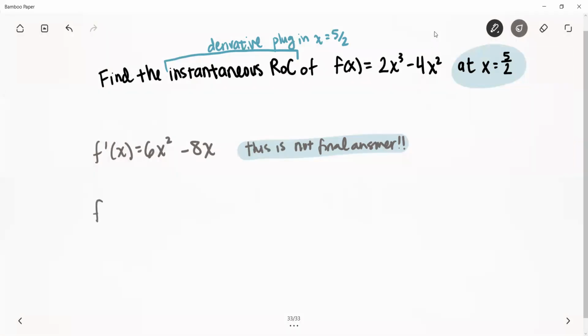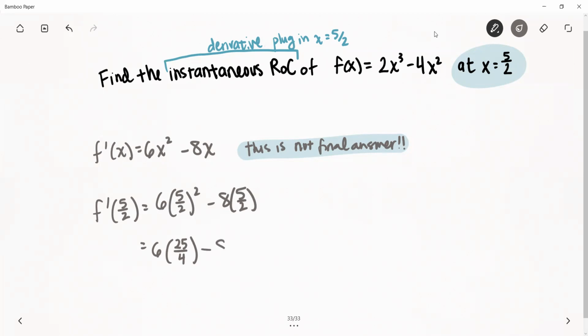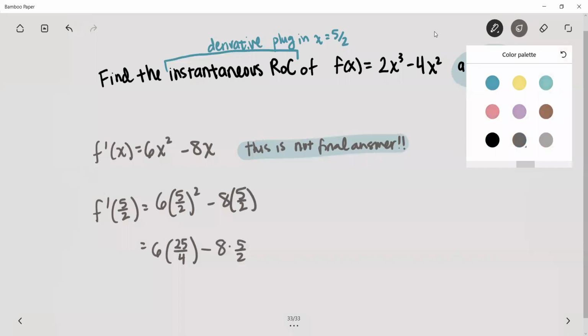So now I'm just going to go ahead and plug in my value 5/2. This is going to be 6 times 5/2 squared minus 8 times 5/2. Okay, so this should be 6 times 25/4. That's why I like fractions, because you can do this in your head. If you square a fraction, you're just squaring the numerator and the denominator. Minus 8 times 5/2. Okay, so this is looking nice.